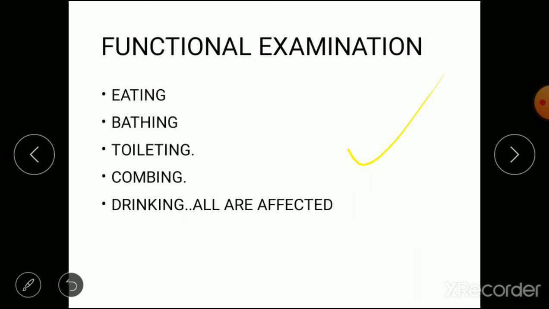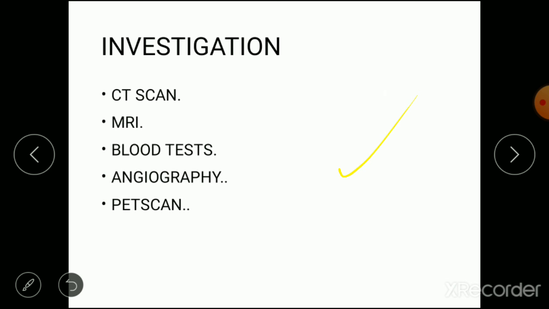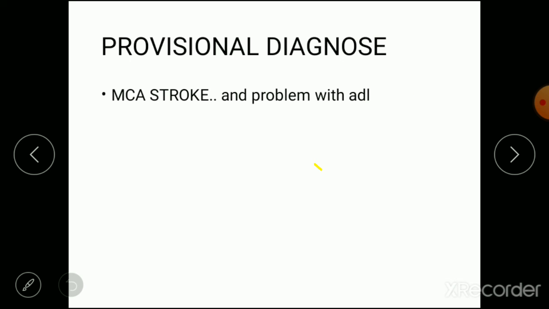Then functional examination, which includes activities like eating, bathing, toileting, combing, dressing, drinking, all of which are affected. Why? Because in the MCA stroke patient, upper limb weakness is more, and these activities involve the upper limb more. And then investigations: you have to check or rule out investigations like CT scan, MRI, blood test, angiography, that is cerebral angiography, and PET scan. These investigations show the final diagnosis. Now the provisional diagnosis is MCA stroke with a problem with ADL, that is our clinical diagnosis.